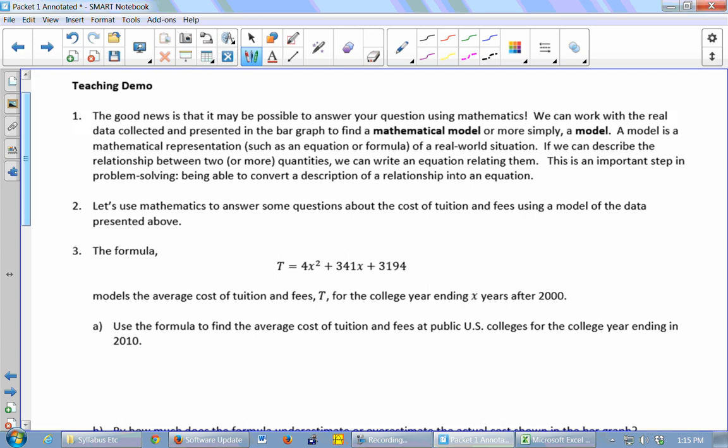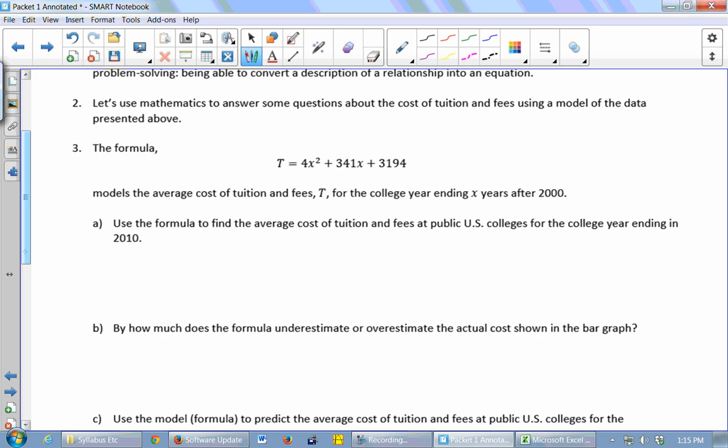So I'm going to use math to answer some questions about the cost of tuition and fees using a model. I'm just going to tell you this formula is a model for the cost of tuition and fees at public four-year institutions, okay? Where X is going to represent the number of years since 2000, and T is going to represent cost. So if I was going to use this formula to find the average cost in 2010, I'm looking for T. What do I plug in for X to represent 2010?